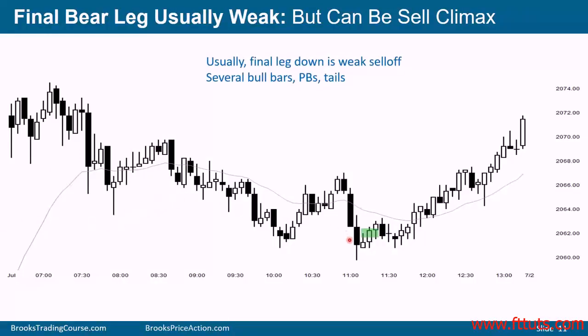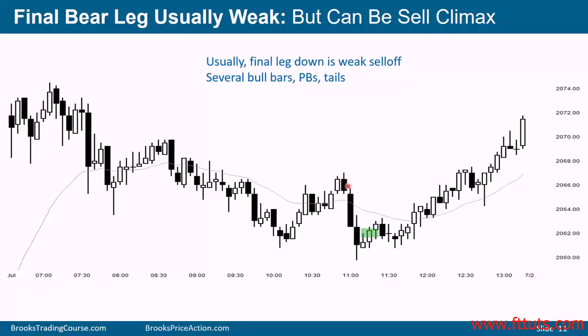When you have a potential wedge bottom or a potential major trend reversal bottom, the final leg is often a weak sell-off. It often contains several bull bars and stair steps down. Alternatively, the bear bars will often have big tails below, and every bear bar will be followed by a bull bar. That is not the case here.